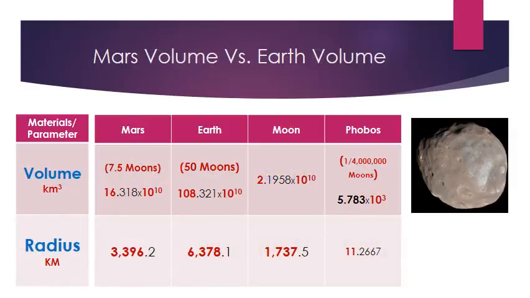Here we're comparing Mars's volume with Earth's moons and Phobos's. Mars is 7.5 moons, Earth is 50 moons, and Phobos is 1 by 4 million moons.